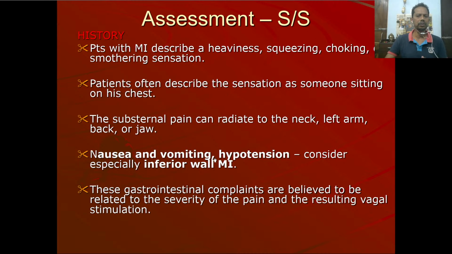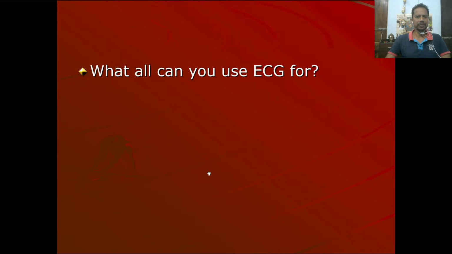Patients can also present with GI complaints. They can have severe pain in the abdomen and colicky type of feeling, sinking sensation, and this is because of vagal stimulation in inferior wall MI. Usually in inferior wall MI you will have these atypical signs and symptoms.